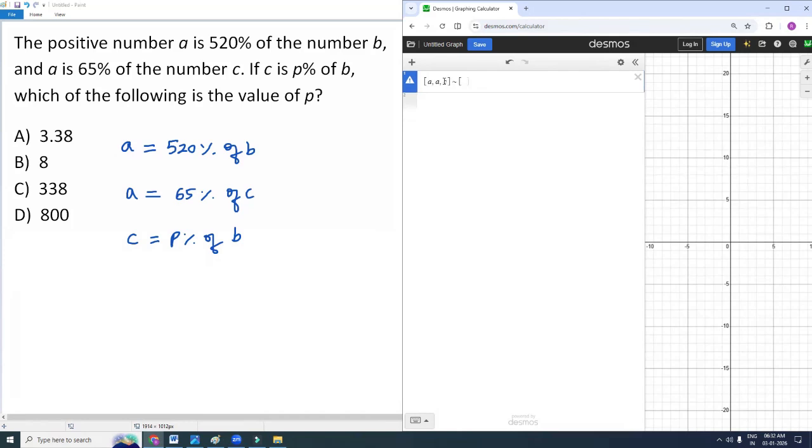Again, open the square bracket. Now we have to take the stuff we have on the right side of all the three equations separated by comma. Okay, now let me take the stuff on the right side of the first equation, that is 520% of B, comma. The second equation we have 65% of C. The third equation we have P percentage of B. Close the square bracket. Here I got the value of P, that is P equals to 800. I find 800 in answer choice D. The correct answer choice for this question is D.